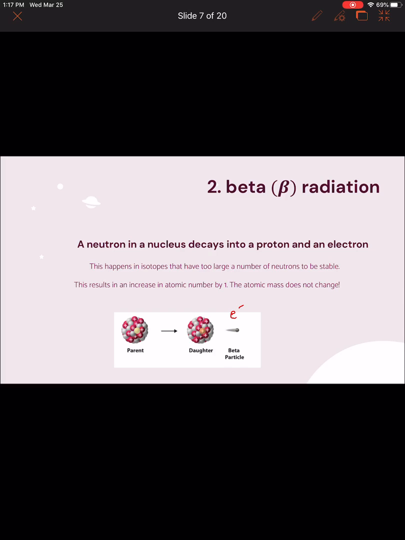So when the neutron decays into a proton and an electron, what's going to happen to the element? Well, since we have a neutron changing into a proton, the mass number is going to stay the same, right? Since a neutron and a proton are about the same mass. However, we have one extra proton, so the atomic number is going to increase by 1. So the result will still be a different particle, a different element.